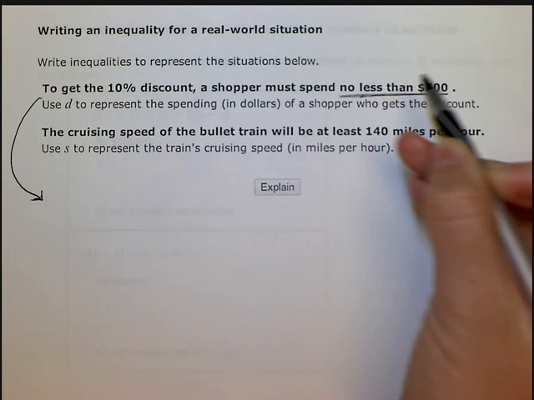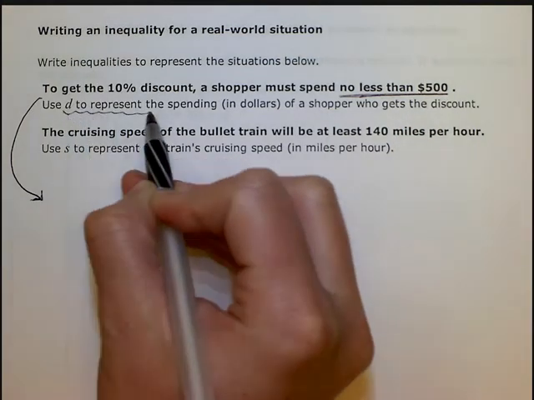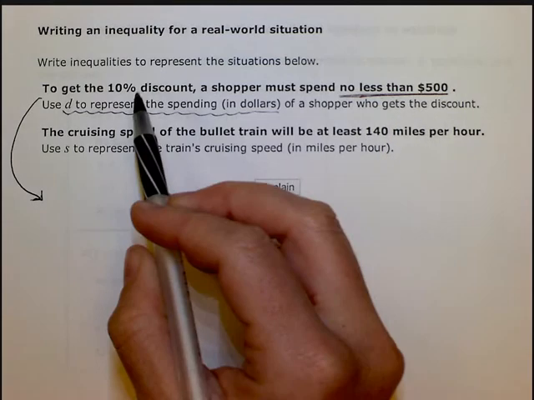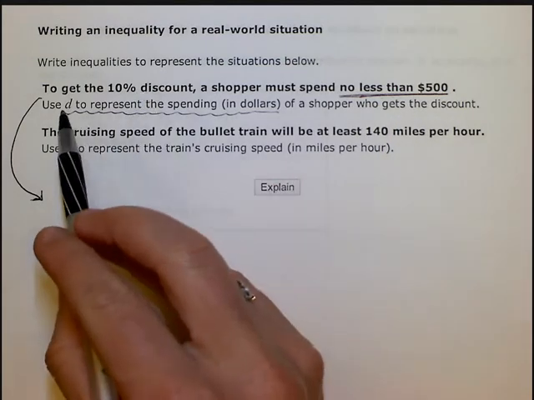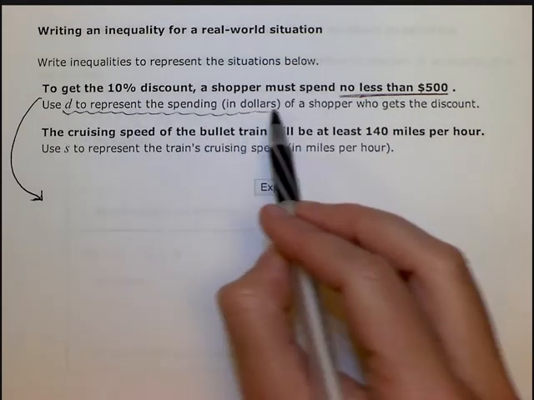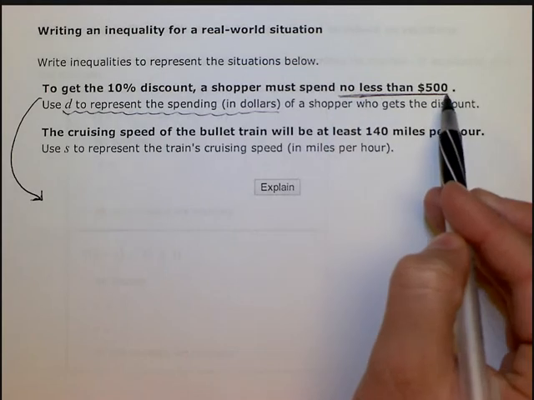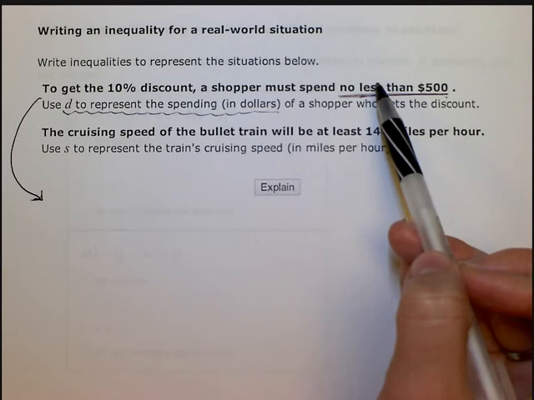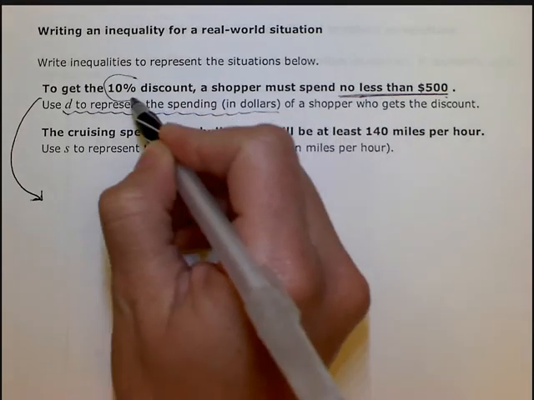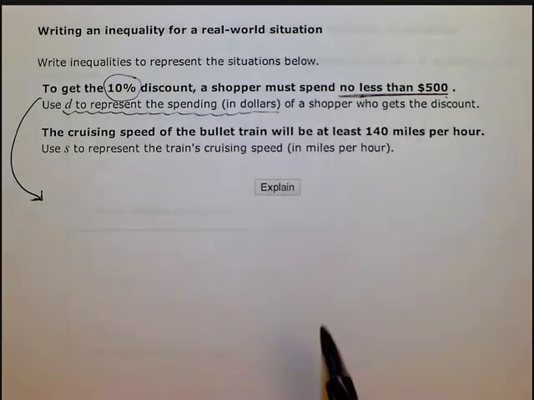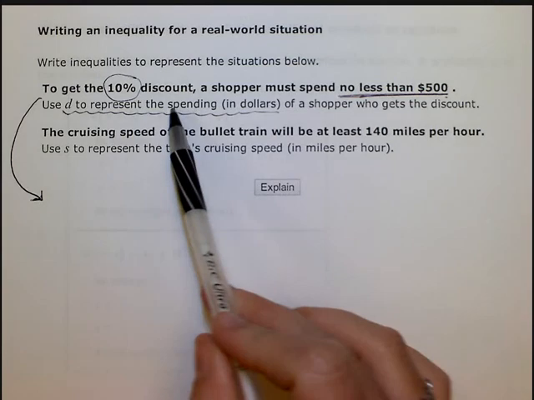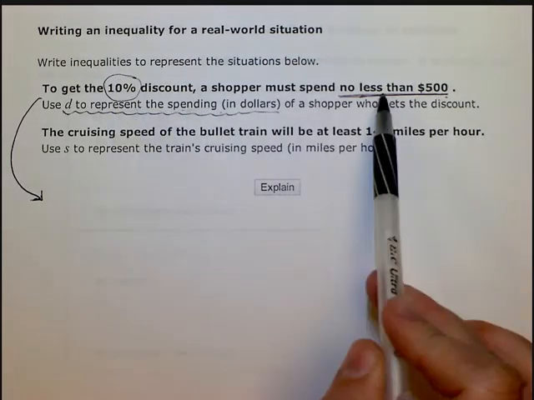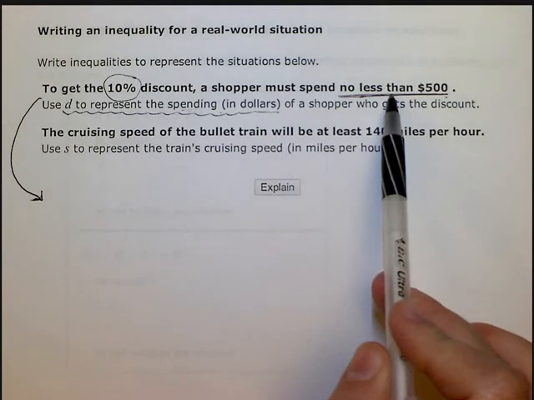And we know that D is going to represent the spending in dollars of a shopper who gets a discount. Or in other words, D represents the spending in dollars of someone who spends no less than $500. So these two pieces of information are very important. This 10% is less important because they just ask about the spending of the shopper. We don't have to worry about the discount yet. We're just representing what it takes to get that discount.